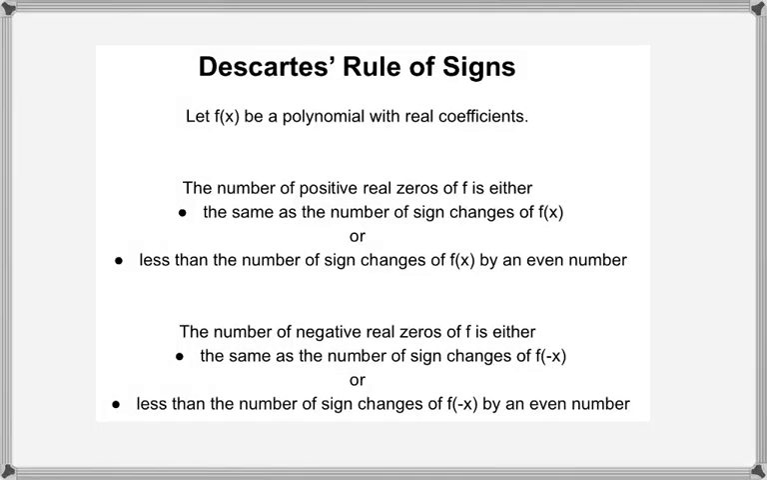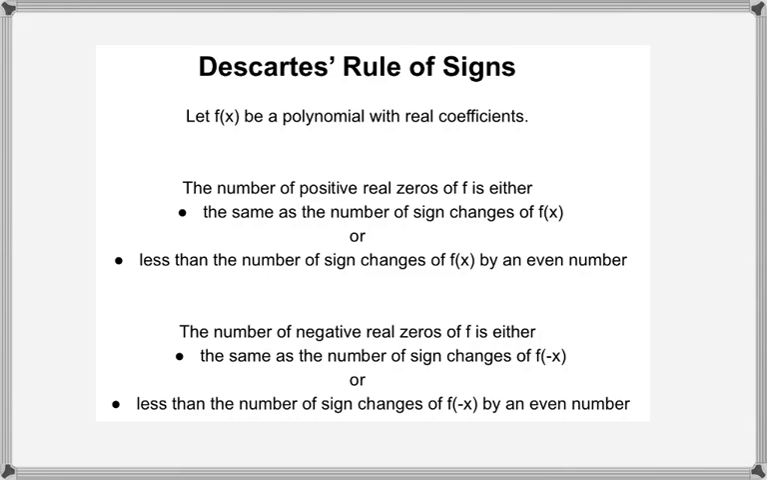In this video, we're going to discuss Descartes' Rule of Signs. Descartes' Rule of Signs tells us about the real zeros of a function. It tells us how many positive zeros there might be and how many negative zeros there might be.